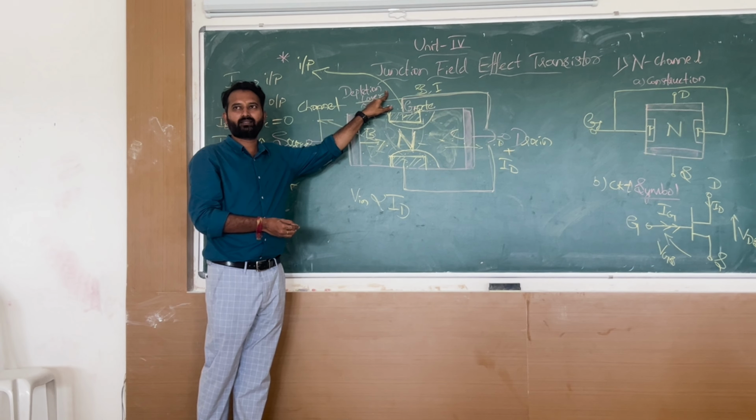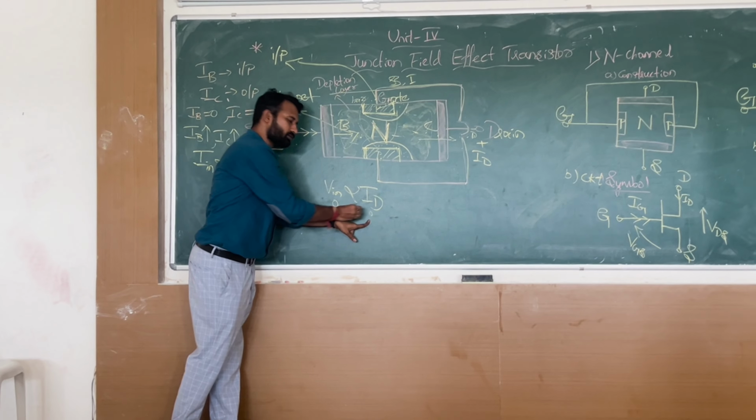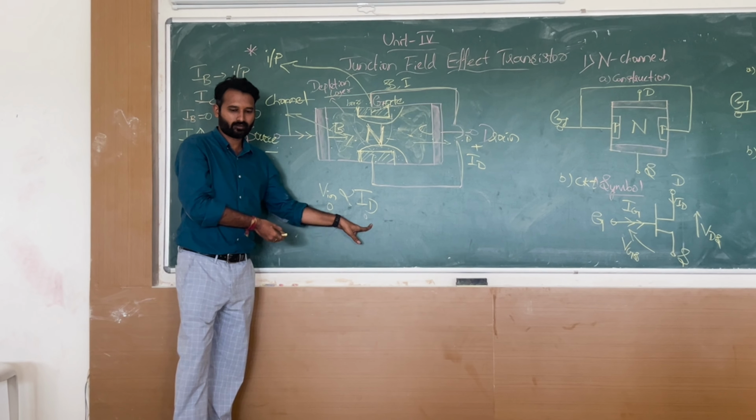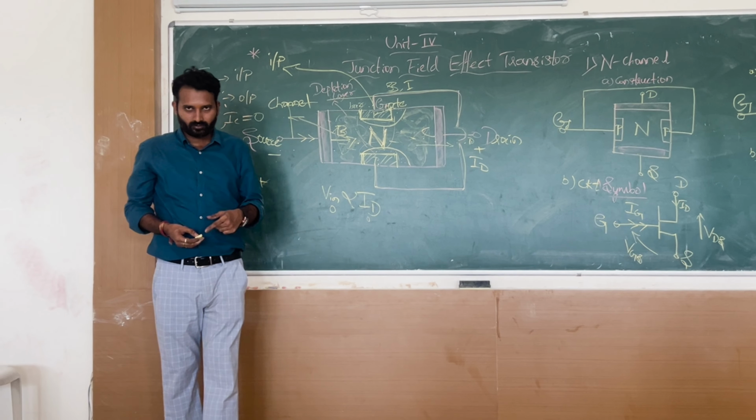Voltage controlled device. If input is 0, drain current is 0. Like this, voltage is directly proportional to drain current. So, clear, understandable? Why we are calling it a voltage operated device.